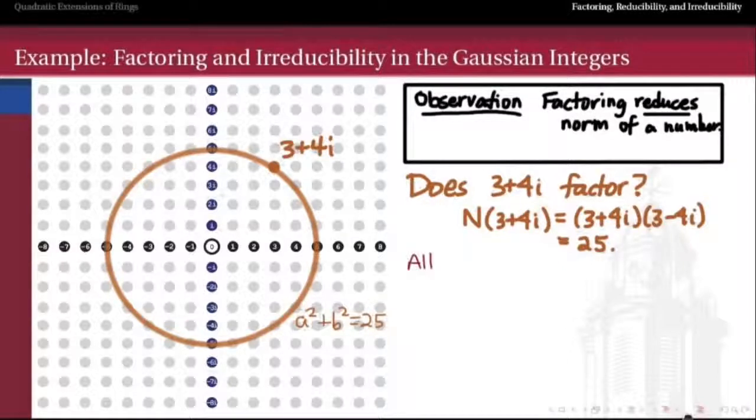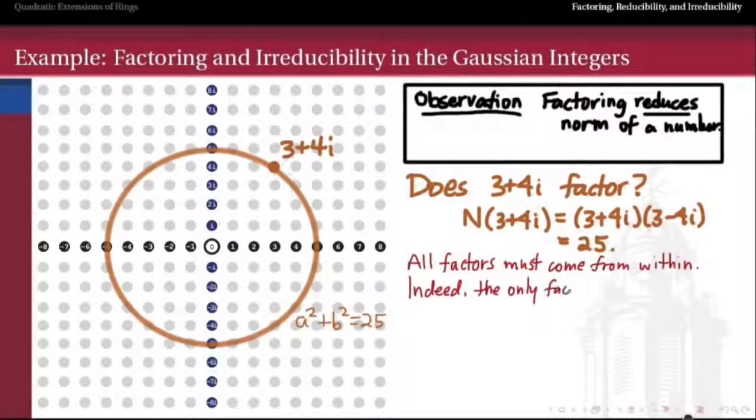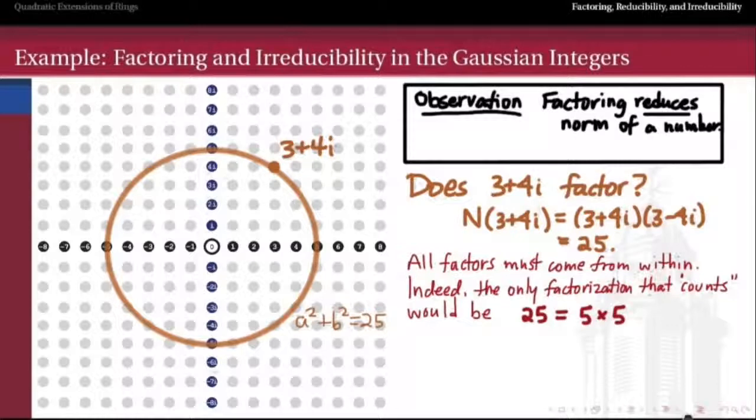And according to this observation, if 3 plus 4i factors, then both of the factors are going to have a smaller norm. So they must come from inside of this circle. The only factorization that counts, because of the multiplicativity of the norm function, the only factorization that will show that 3 plus 4i is not irreducible, is a factorization where none of those factors have a norm of plus or minus 1. So the only factorization we're going to be interested in to show 3 plus 4i is in fact reducible is going to be the factorization of the integer 25 into 5 times 5, or potentially negative 5 times negative 5. So this is the only factorization that's going to give us a factorization that counts.